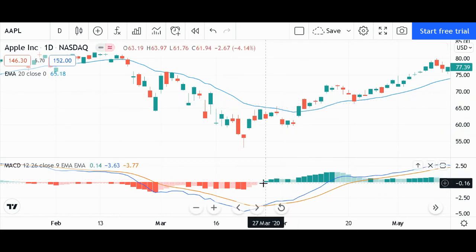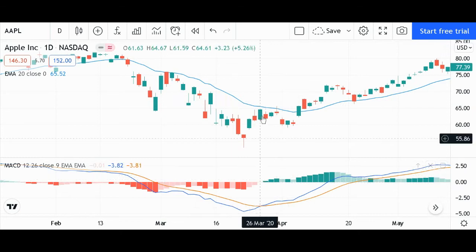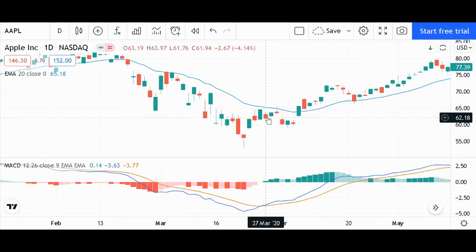But look at the histogram. It gave you the all clear signal way back here. Told you, why don't you get in here, right? Or at least think about it, start to scale in. You don't have to go all in or out all at once, okay? You can start to buy a few shares if you want to.